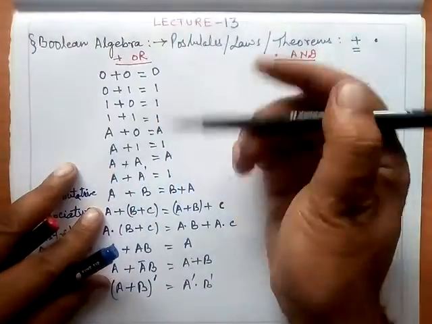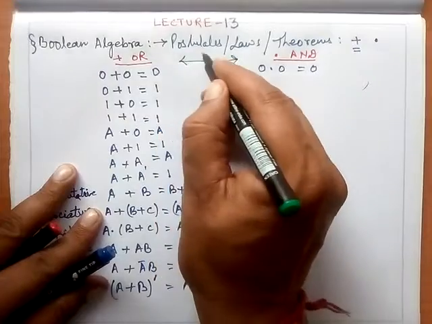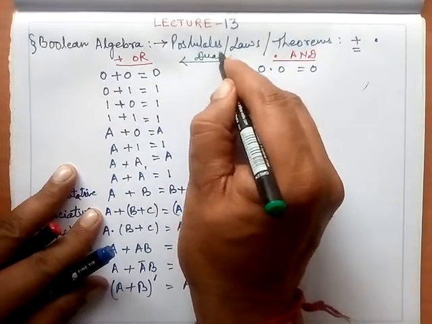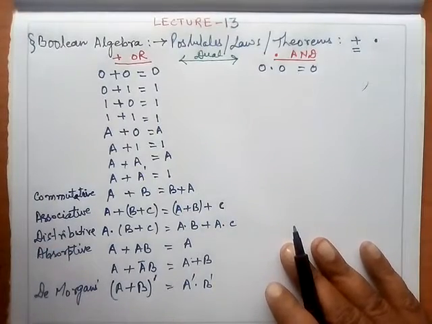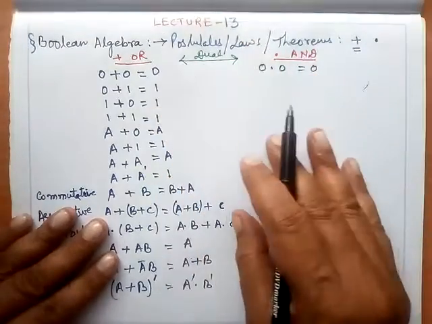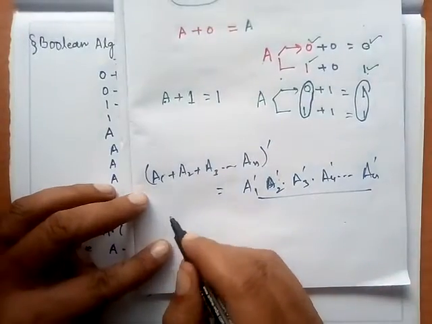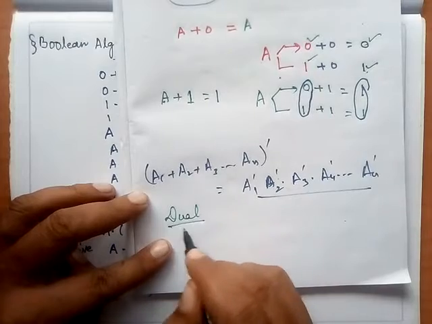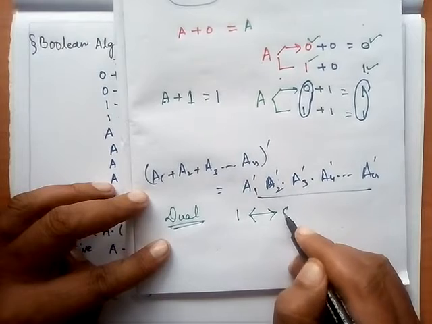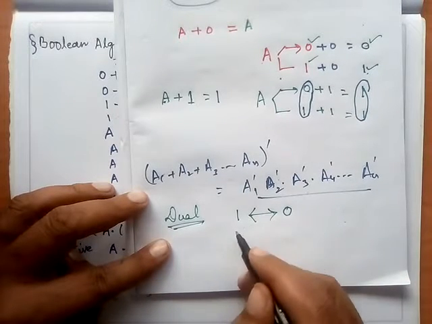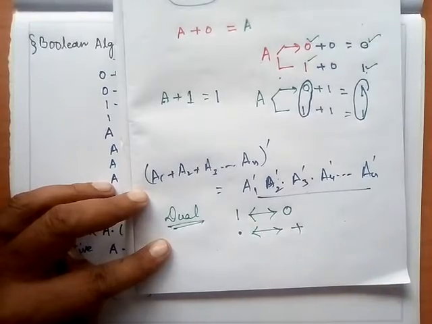And what do you mean by dual of each other? I'll just tell you. The AND laws and OR laws are dual of each other. And how to find the dual of any function? If you have to find the dual of any function, what you do is replace 1 by a 0, interchange 1 by a 0 and a 0 by a 1. And you interchange a dot by a plus and plus by a dot. That's all. You'll get the dual of this.